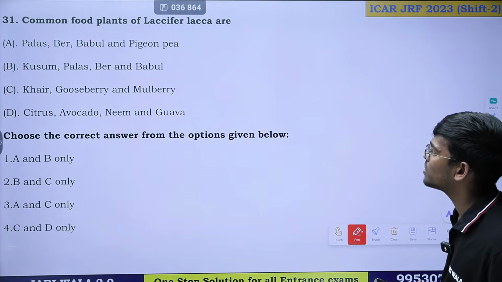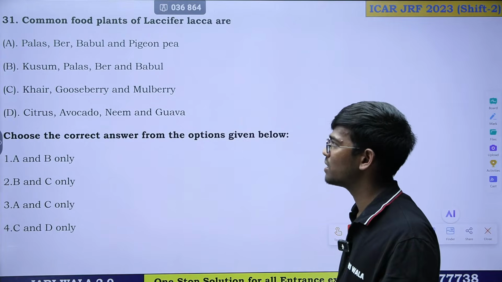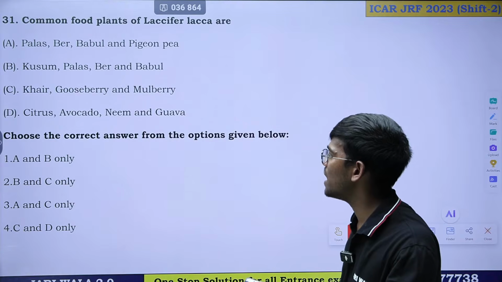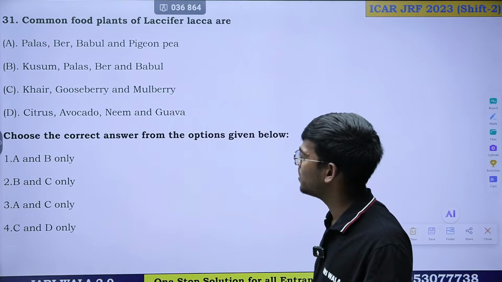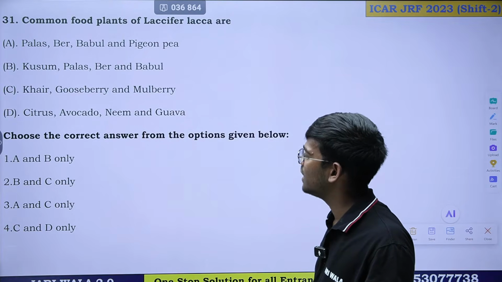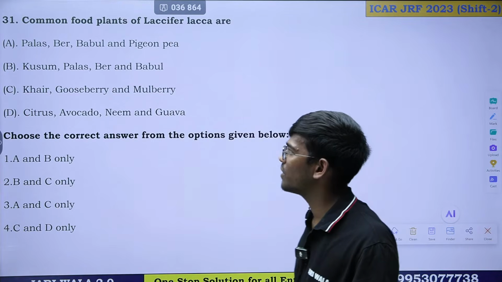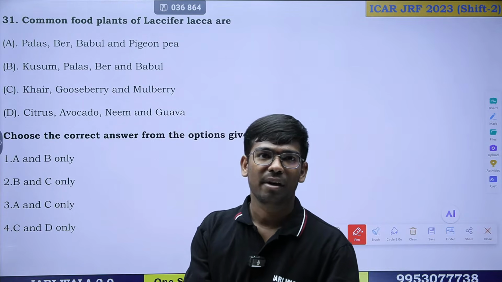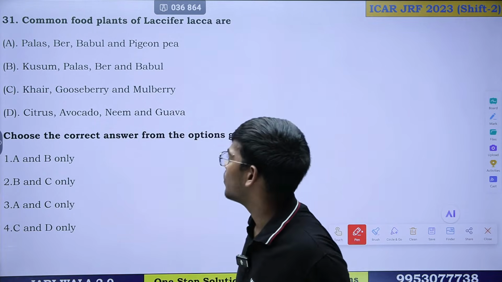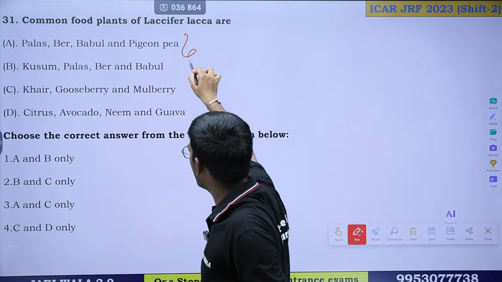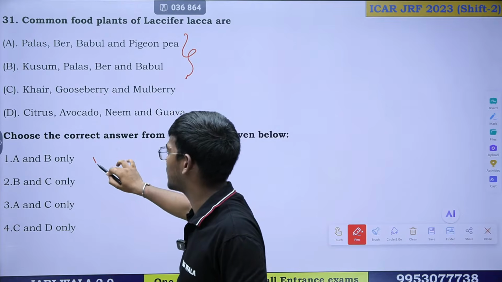Common food plants of Laccifer: Palas, Ber, Babul, and so on is one set of options, and the second set is Kusum, Palas, Ber and Babul. The third one is Kair, Gooseberry, Mulberry, and the last is Citrus, Avocado, Neem and Guava. Laccifer is a lac insect which can be grown on forest host plants. Specifically we have the Kusum strain and Rangini strain. According to that, only option A and option B are its host plants. So here A and B are correct.